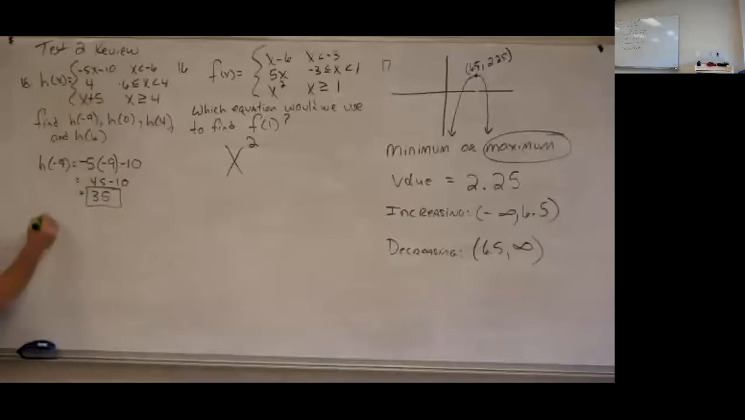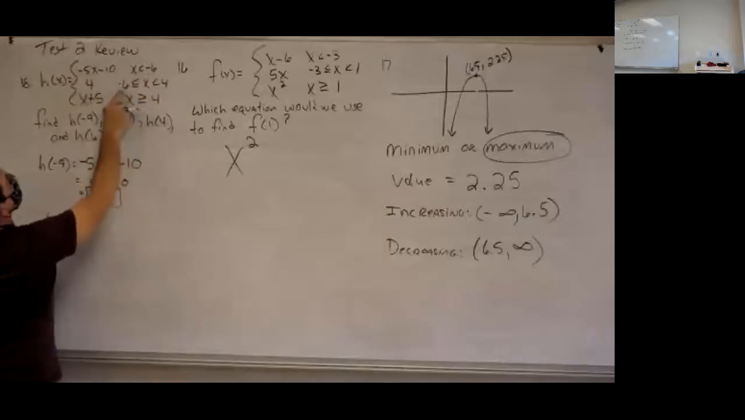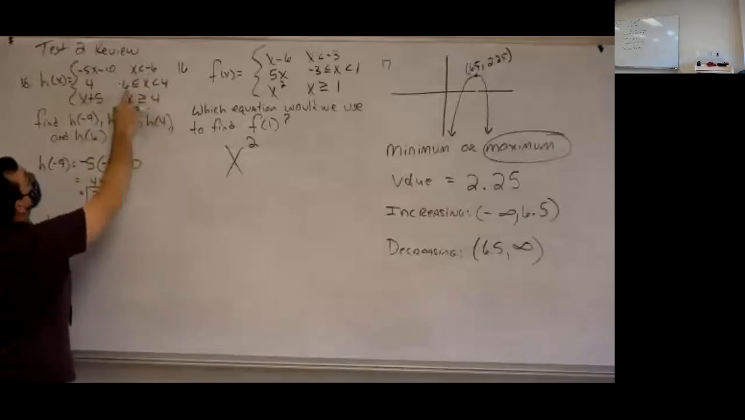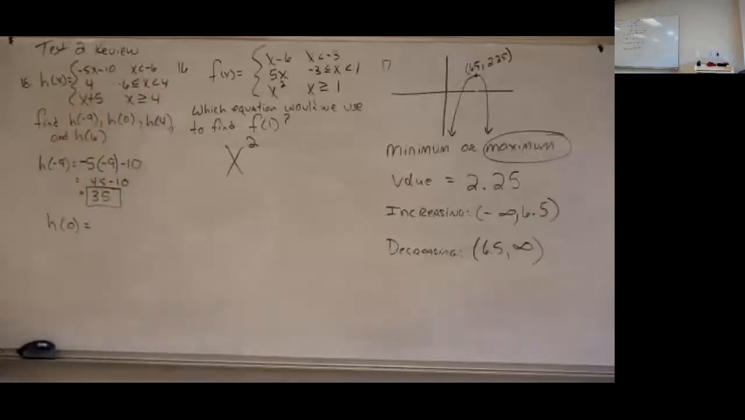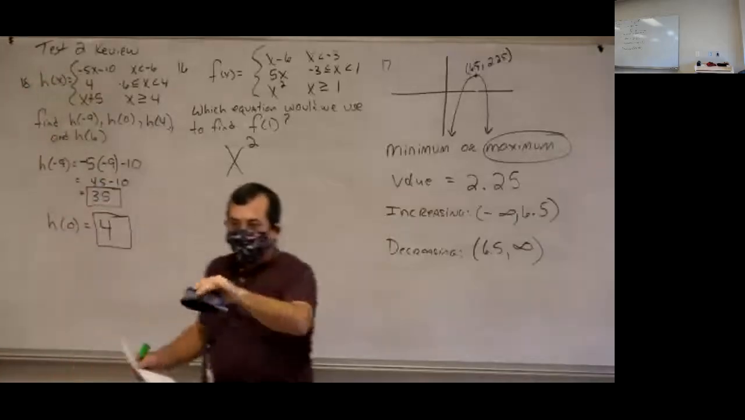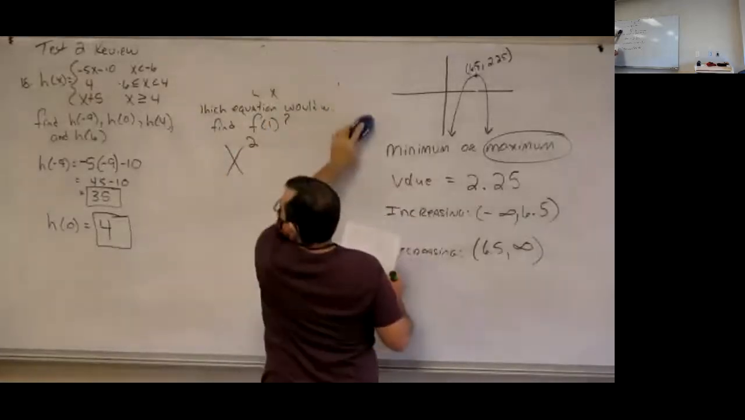H of 0. So let's see, 0 is bigger than negative 6, but 0 is also between negative 6 and 4. So since 0 is in between those, I pick this equation, but it tells me anything in that range equals 4. So that's like a little constant section like salary pay. You can change the hours, but the salary pay is the same. Okay. All right, so next one is h of 4.